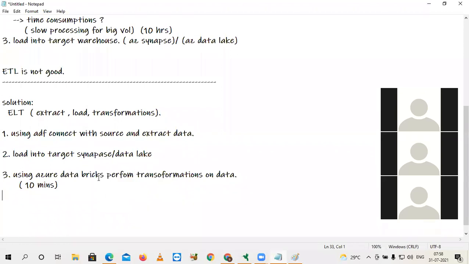Databricks internally uses PySpark, that means Spark. How exactly the Spark architecture will process that data, we will discuss when we step into the Spark architecture.